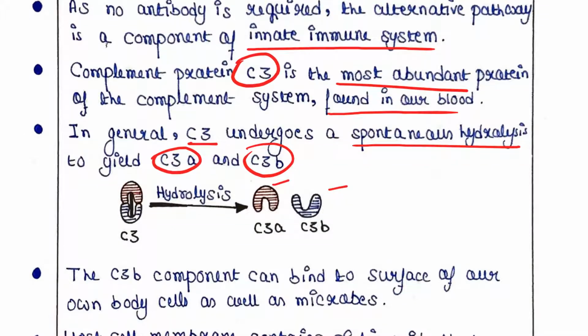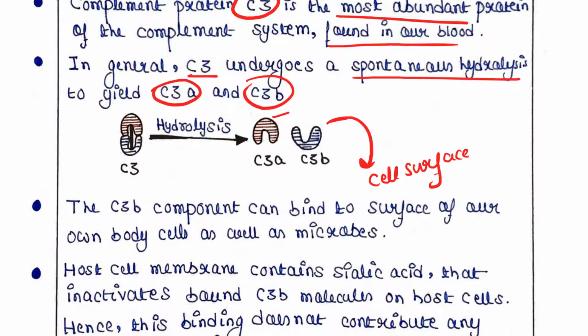Now the C3b component can bind to the surface of our own body cells as well as microbes. C3b has the capacity to bind to the cell surface. So it binds both our body cells and the microbes.